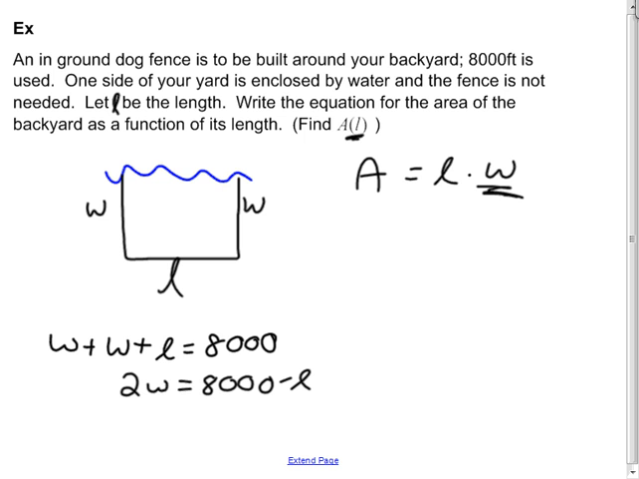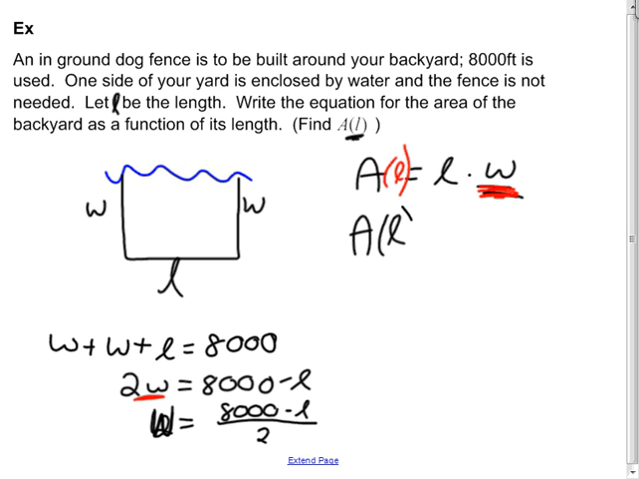Now keep in mind, I have to get rid of W in my equation because this needs to say A of L. It can only have an L on the other side. So I have to substitute something in for W, which means I have to get W by itself. So I have to divide everything by 2. So W equals (8,000 minus L) divided by 2, which is the same thing as 4,000 minus a half L, if you want to go through it that way as well. So therefore, I am okay now, and I can substitute in.